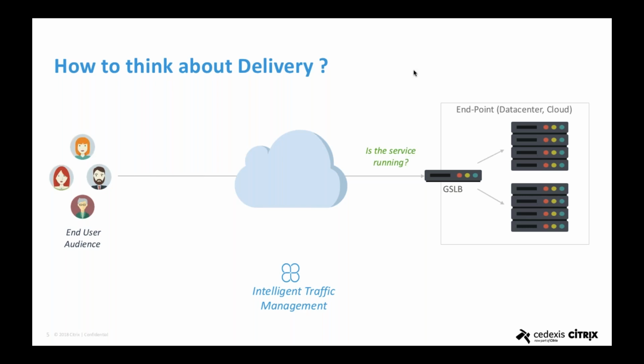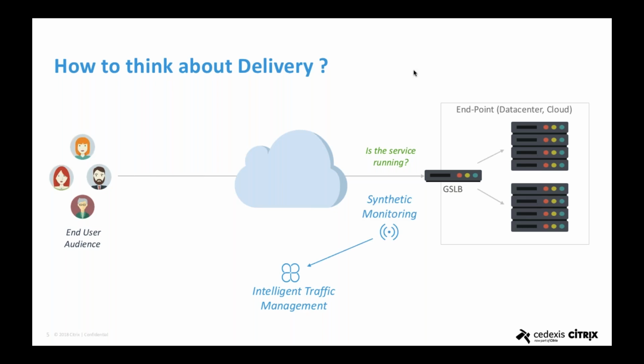So the first question we're going to ask is, is the service running? Let's take a very simple analogy to understand the way we think about delivery, an example from your daily life. You want to go to a restaurant and order a pizza, and you ask which restaurant am I going to go to? First, obviously, the question is, is the restaurant open? So is this service running, and will I be able to get some pizza when I arrive there? That's basically the idea of service.